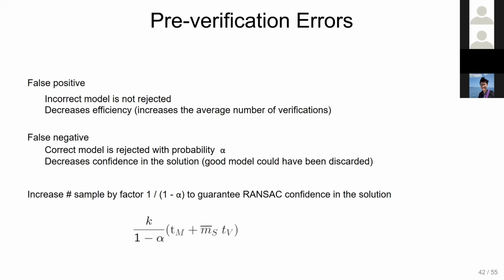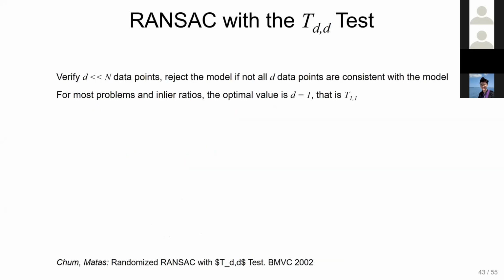So in this case, to get the same guarantees as a RANSAC that would draw K samples, the time complexity of RANSAC with pre-verification would be like this. And what we are looking for is techniques that would give you the same guarantees as RANSAC, but would run faster.